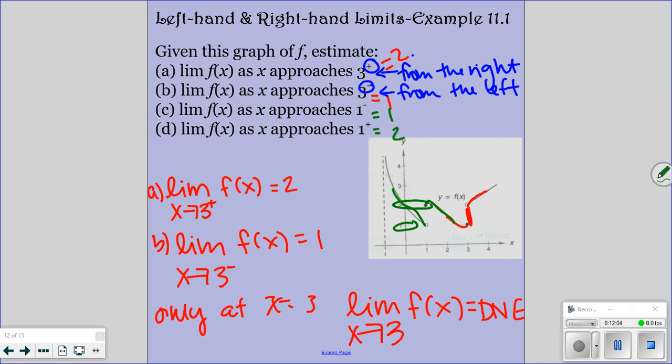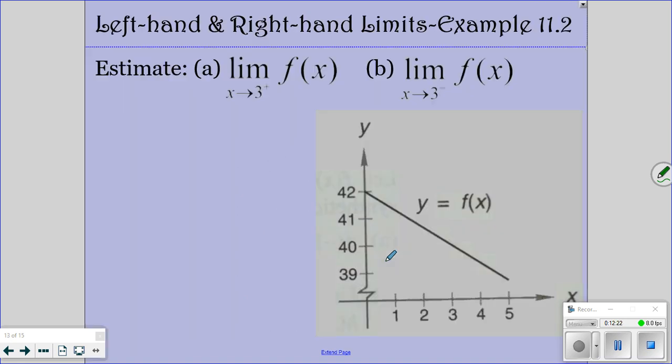On graphs like this, go with whole numbers, even if it looks like it might be 1.1 or something, unless they're showing you tick marks in here, go with whole numbers. Don't make it more complicated than it needs to be. Okay, so let's look at this one.